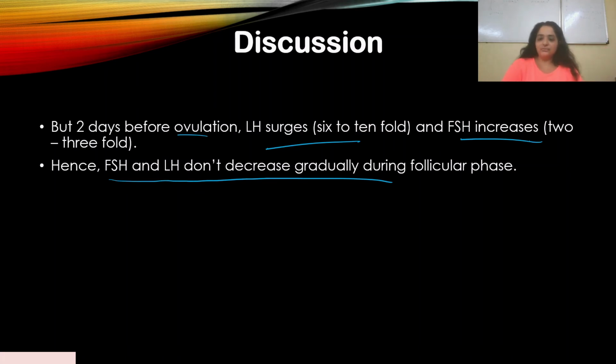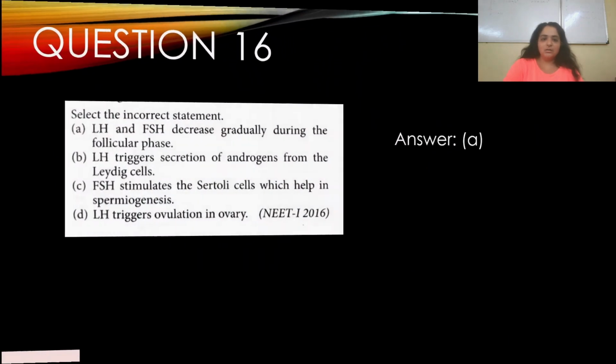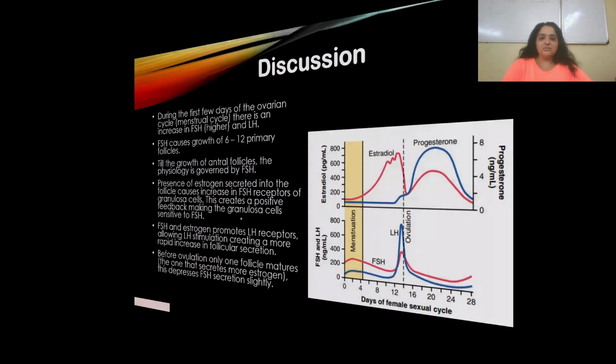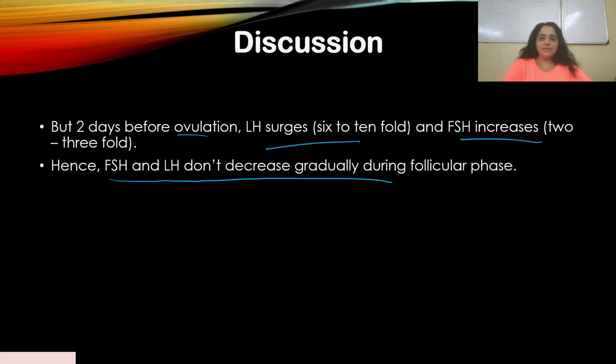So clear? If we go back to our question, select the incorrect statement: LH and FSH decrease gradually during the follicular phase. No, that's incorrect. It's an incorrect statement. The rest were all correct. Okay, so clear? I guess we can move on.